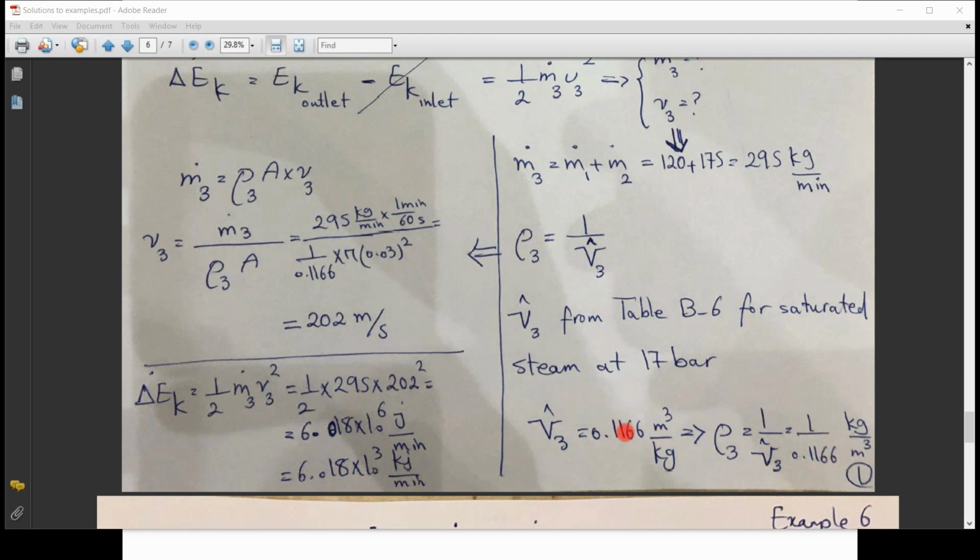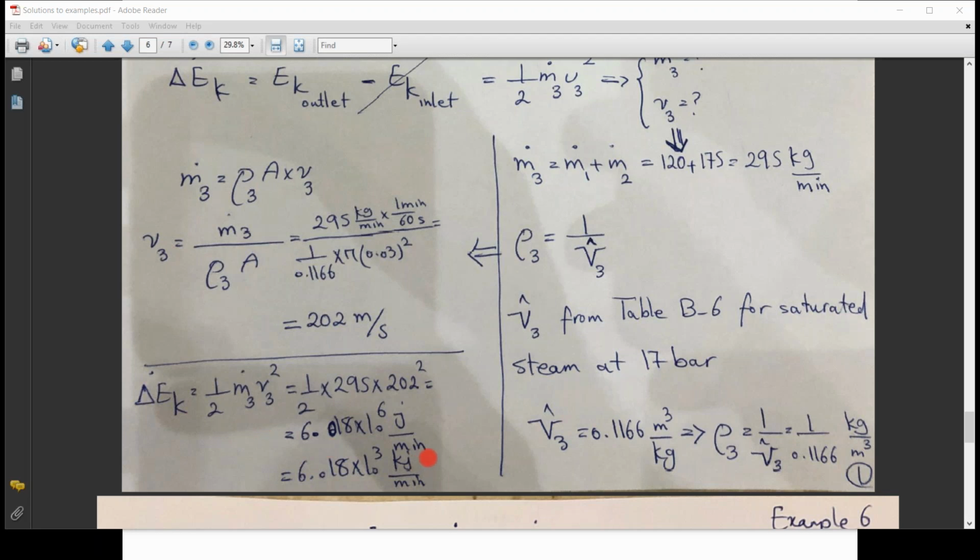So the reverse value of a specific volume is considered density. You can see the unit of a specific volume and the unit of density. So this is the value of the density that we substitute here to be able to calculate the velocity of the exit. As long as we have the velocity of the exit and even the mass flow rate of the exit, it's easy for us to calculate this delta E term. So I just substituted all the data that we have inside the equation and calculated it.